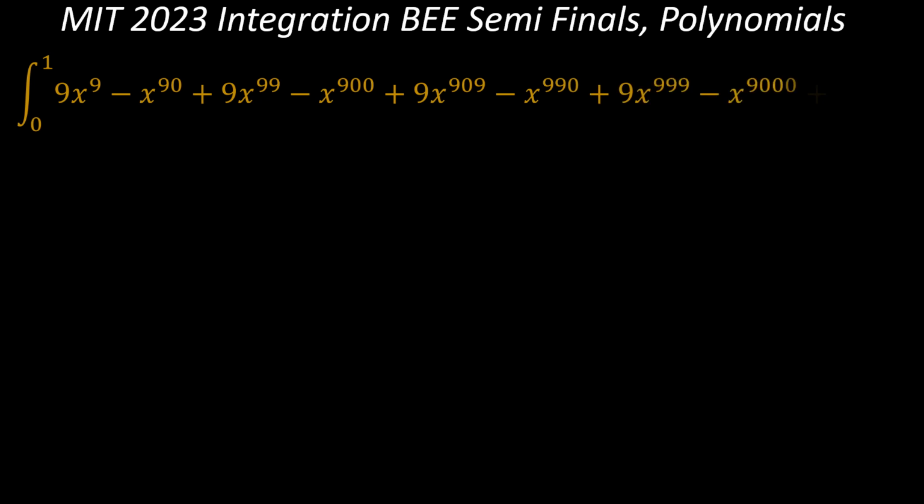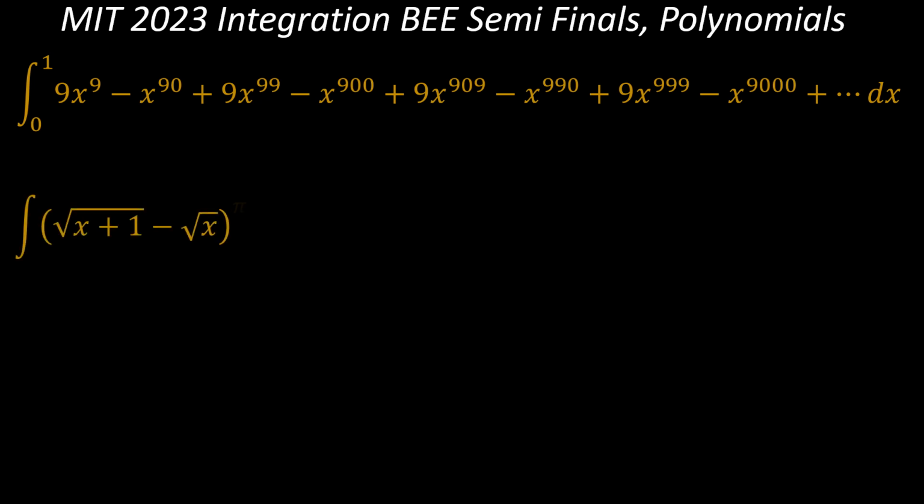The first question was the integration of 9 times x to the power 9 minus x to the power 90 plus 9 times x to the power 99 minus x to the power 900 plus 9 times x to the power 909 minus x to the power 990 plus 9 times x to the power 999 minus x to the power 9000, and so on as the series continues to infinity. And this was from 0 to 1.